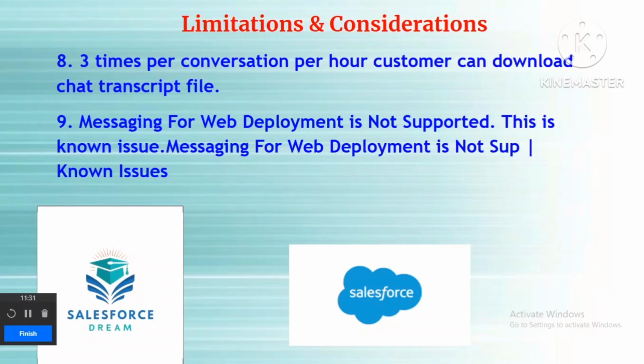Next is messaging for web deployment is not supported. This is a non-issue. So what is the meaning? Suppose you have different environments. In your dev environment, you have created messaging channel, messaging embedded service deployment, your flow, your Omni channel, everything you have created and tested. Now you want to move to QA environment or UAT environment.